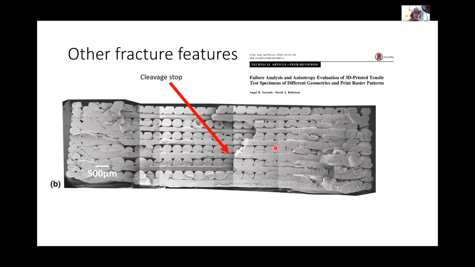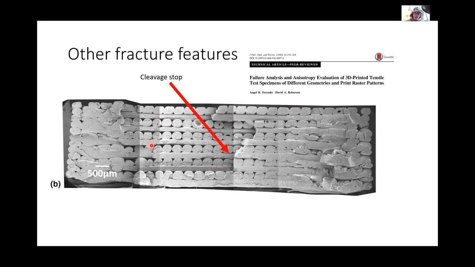Kind of other fracture features that we tend to see on polymer structures. And again, I kind of did this old school. I did this cut and paste. I did it digitally. But I've been told that there is software that actually would have allowed me to blend the contrast a little better. And so I wrote this with a student, Angel Torrado. So I'm taking the blame for the contrast, because I put these kind of big ones together.